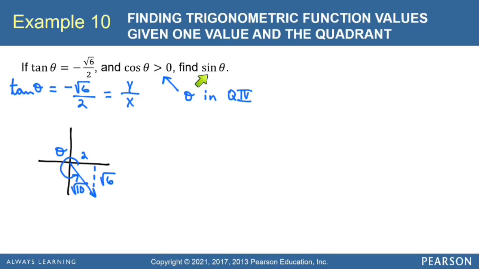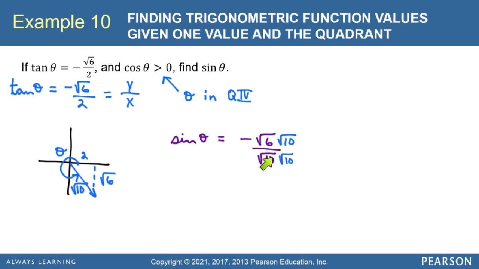Okay, now to find the sine of theta, we remember that sine values are negative for fourth quadrant angles, and the definition of the sine function is y over r, so that's going to be negative square root of 6 over square root of 10. Now, that is the sine value, but we can't leave it like that. And there are a couple of different ways you could handle this. One way to handle it would be to go ahead and rationalize this denominator. So let's multiply top and bottom by square root of 10.